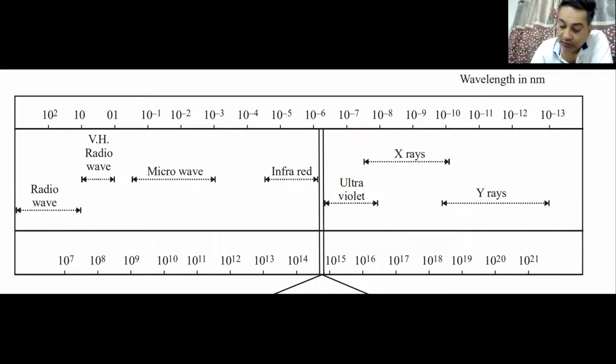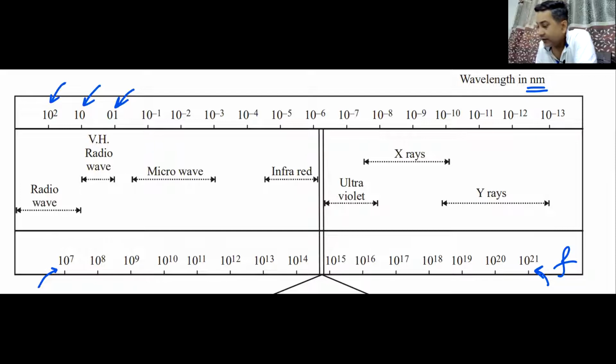On the top, what you see are the wavelengths. Do we understand this? And on the bottom, what you see are the frequencies. This is wavelength in nanometers. On the top side, this is frequency of this wave. As you can see, the largest wavelength is for radio waves, which has the lowest frequency.